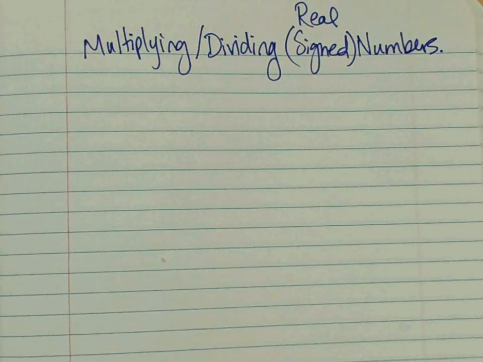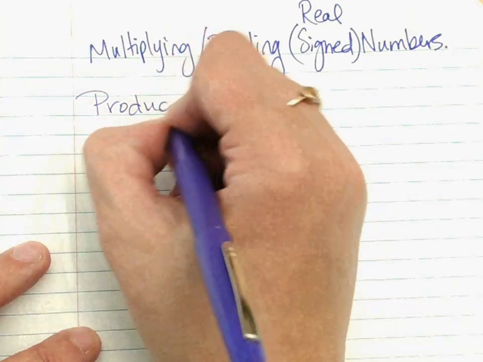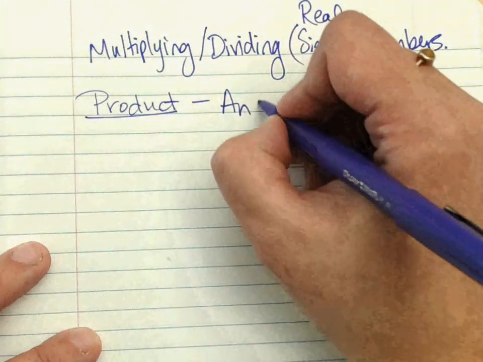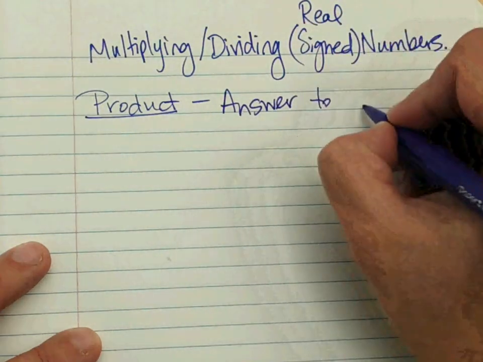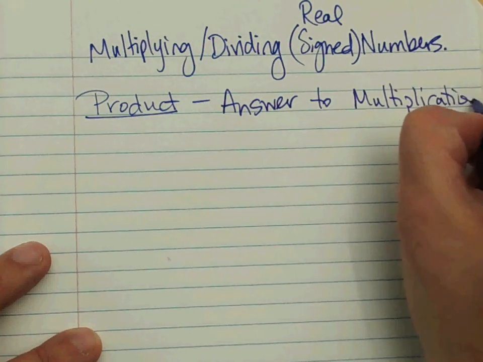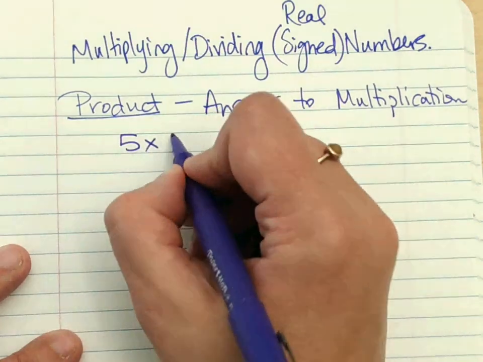Okay, so today we're going to talk about multiplying and dividing with signed numbers or real numbers. So, first thing we want to talk about is, what does the word product mean? Product means the answer to a multiplication problem. Okay? So, what is the product of 5 times 4?